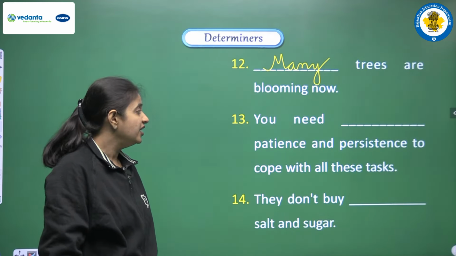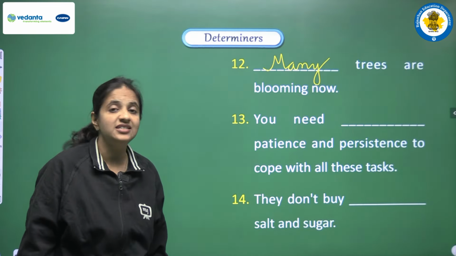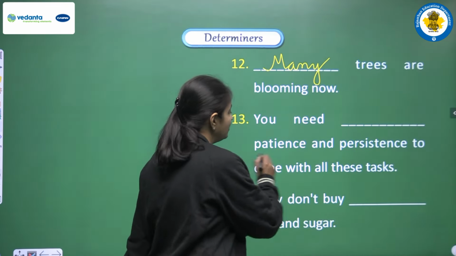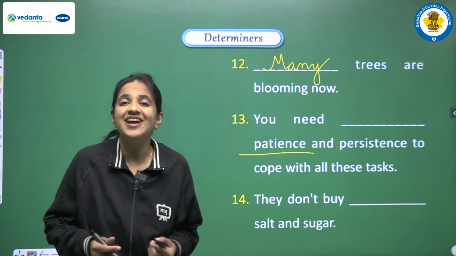Next is, you need patience and persistence to cope with all these tasks. So here we are having patience and persistence. So patience, persistence, they are uncountable nouns.